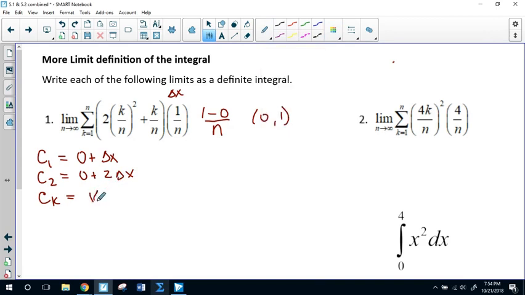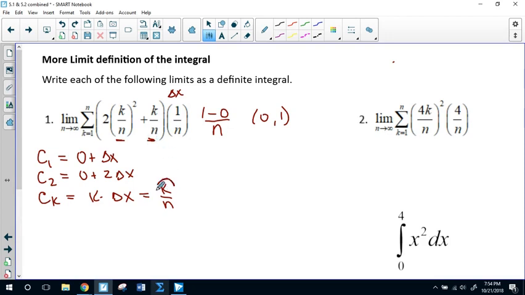It's going to be K times delta X, and delta X is 1 over N. So my C sub K is K over N. Then we're looking in the problem to see where you're seeing a C sub K going on in here. So I see one here, and I see one here.